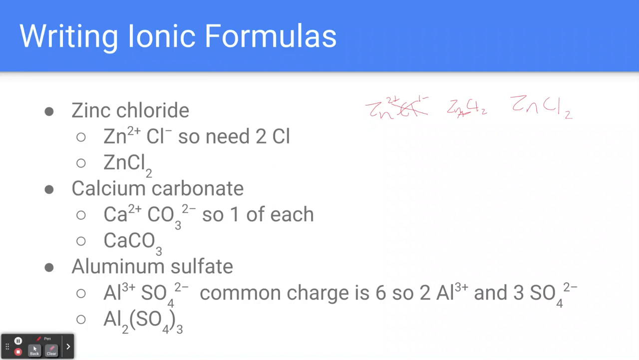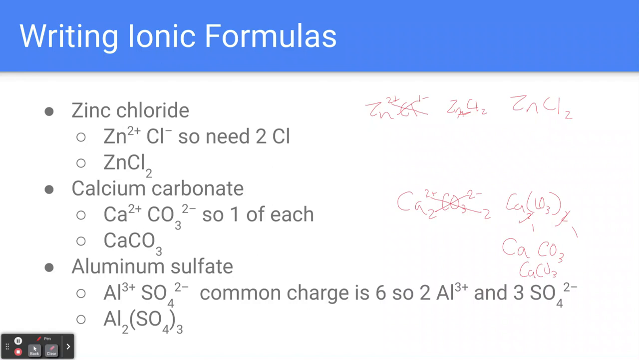Now, calcium carbonate. This is one where if you don't know how to use this, you're going to get it wrong. So you might initially cross those 2's down, and you might initially get calcium 2, carbonate 2. But you need to reduce those. We can't have 2 and 2, so those need to come back down to 1. And when we have that, we have calcium carbonate like this.